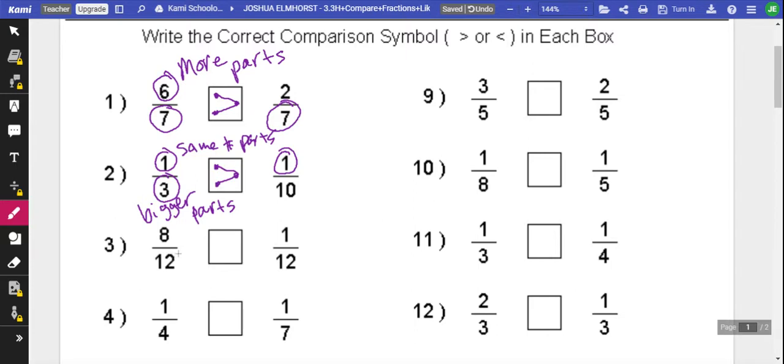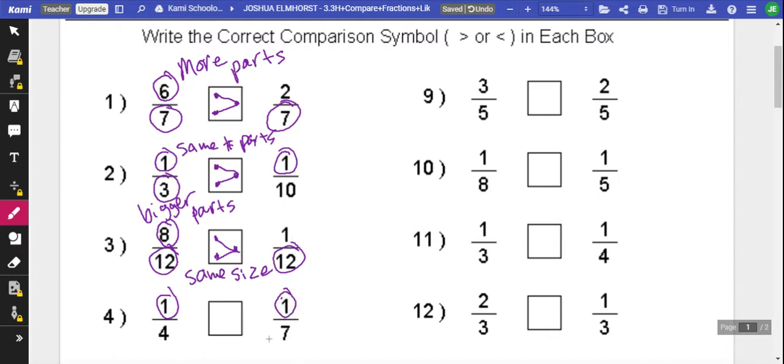Okay, so number 3, we have the same size of parts, and 8 is more parts, the same size, but these are more parts on the top. 8 out of 12 is more than 1 out of 12. Okay, and here we go.